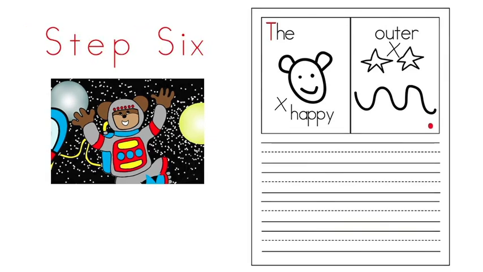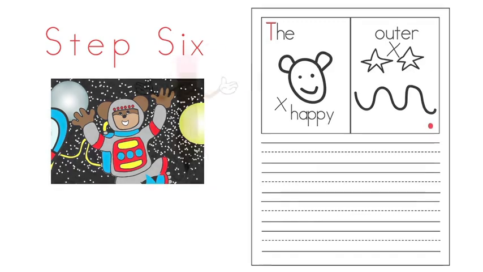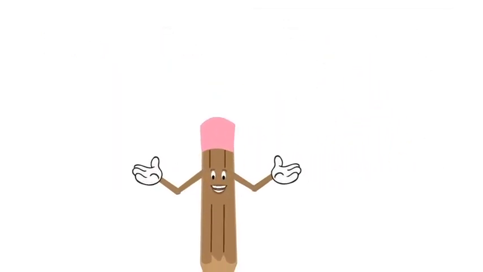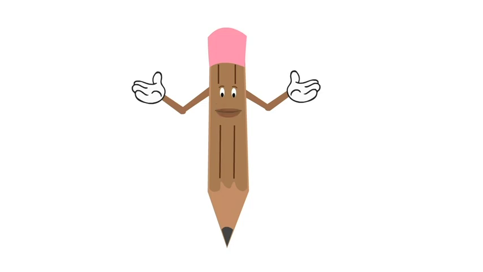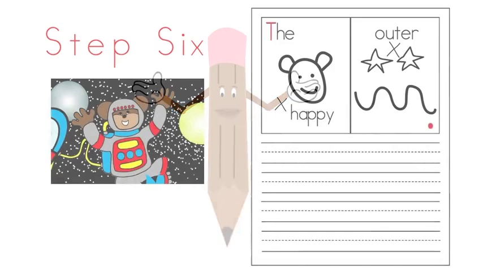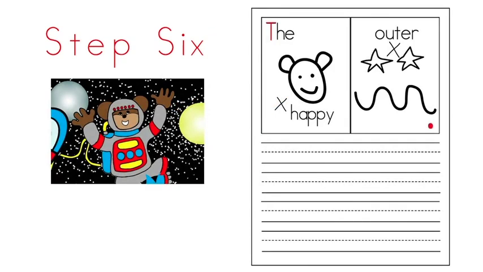Step 6. Now it's time to write the sentence. You've planned. You've talked. Now it's time to write. Please remember, if you have the skills, then you write it. If you are still learning the skills, then a helper writes it for you. Say the words as you write.